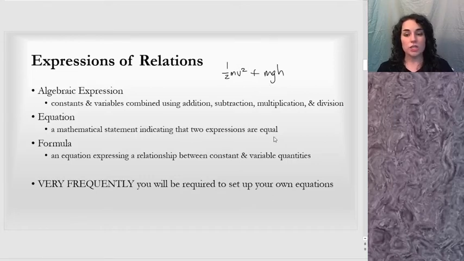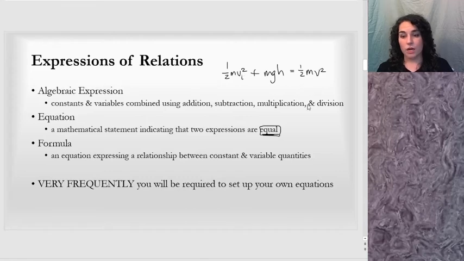An equation has an equal sign in it. That's what distinguishes an algebraic expression from an equation. Now if I put an equal sign here, let's say I did this, now I have an equation. I have one thing equal to another. It's a mathematical statement indicating two expressions are equal to one another.